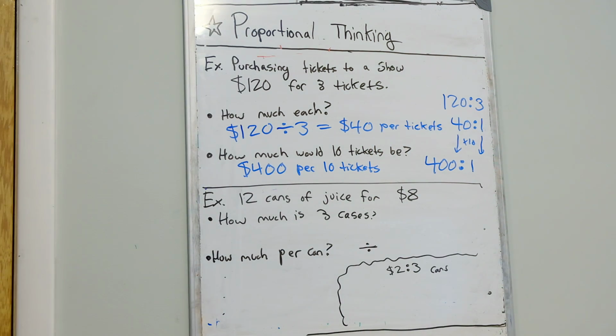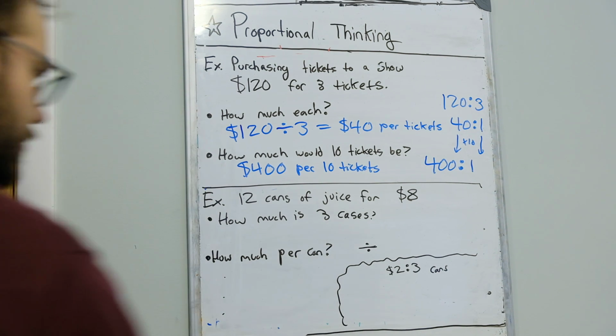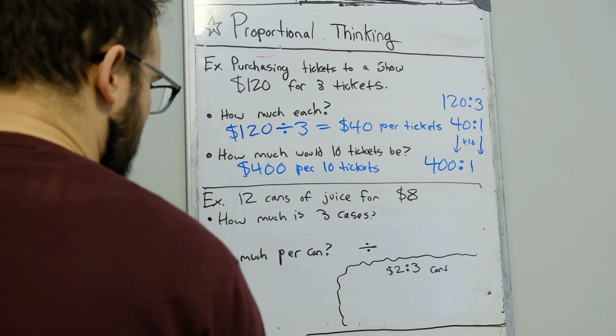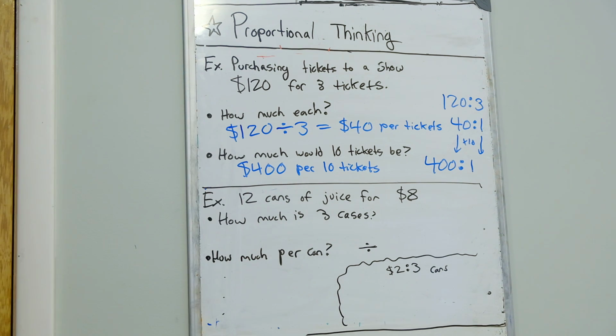So we're just using our proportional reasoning. I mean, this is essentially multiplying and dividing. So imagine you have 12 cans of juice, $8. They come in a case. So buy the case for $8. How much would 3 cases cost?